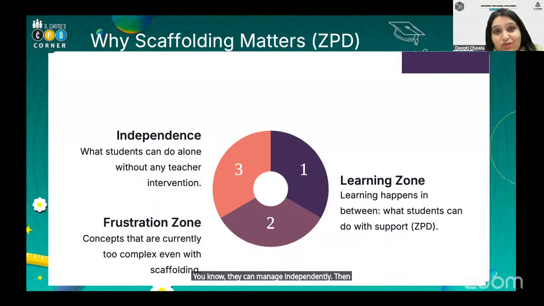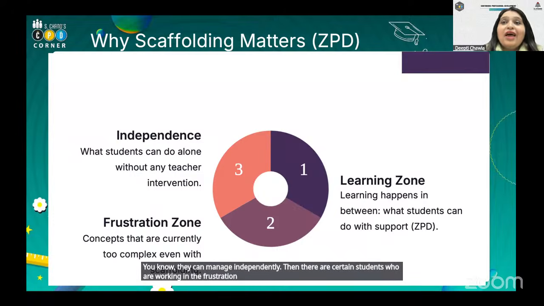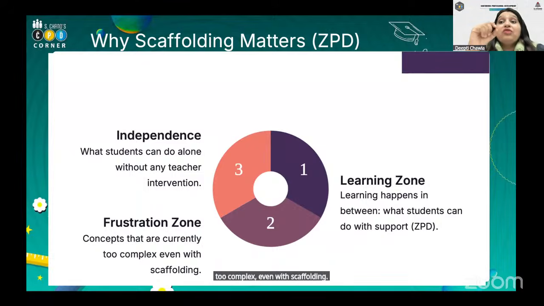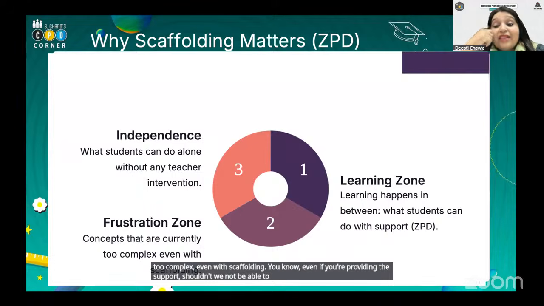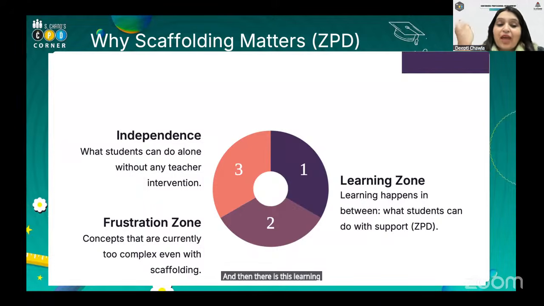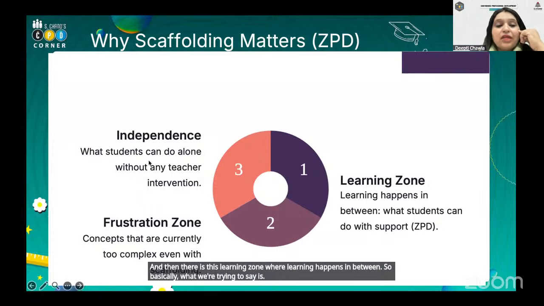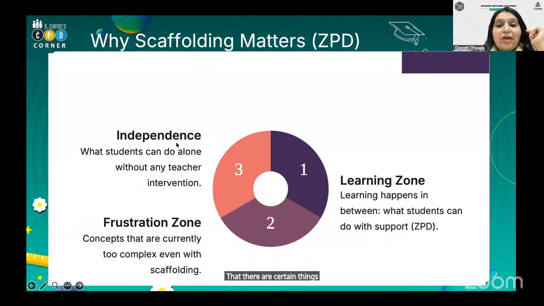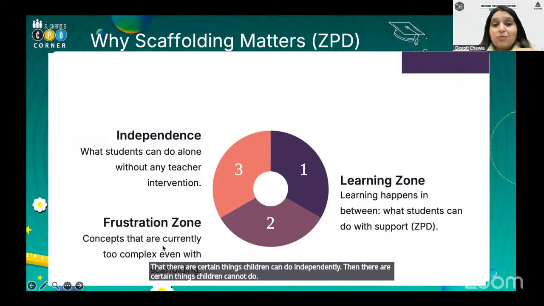Then there are certain students who are working in the frustration zone, and there are many children in general, not just a few. The frustration zone is where concepts are currently too complex, even with scaffolding, even if you're providing the support, children may not be able to do it. And then there is this learning zone where learning happens in between. So basically there are certain things children can do independently, and then there are certain things children cannot do even with the support you provide.